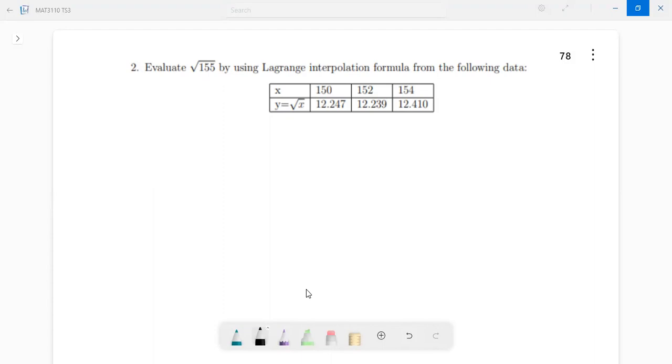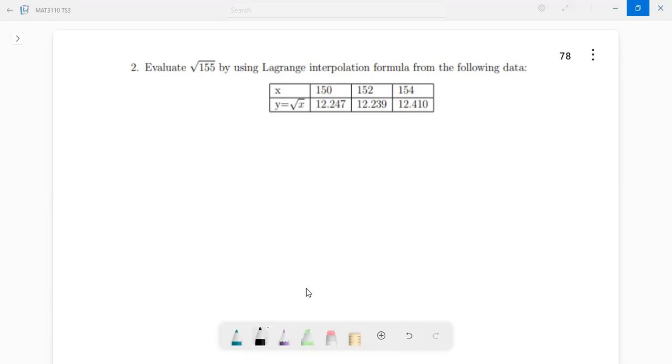So here, 3 points. You can look at these values as points, right? So you can look at this value 150 as x, and then 4.25 as the output, which is y. So 150 is x naught, the output is y naught, 4.247. 152 is the input, which is x1, the output, which would be y1, as 4.239. And then x2 is 154, the output is 4.410.